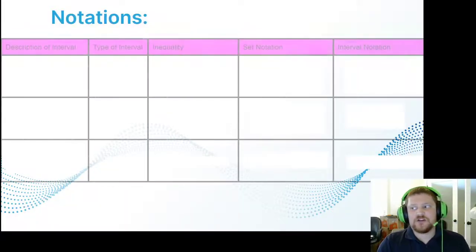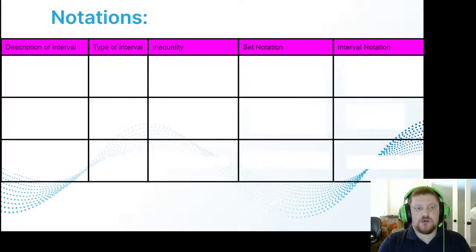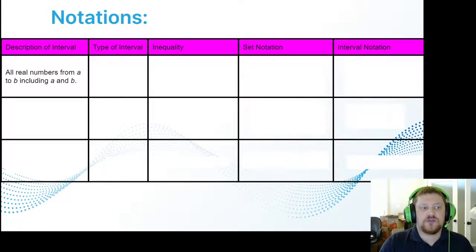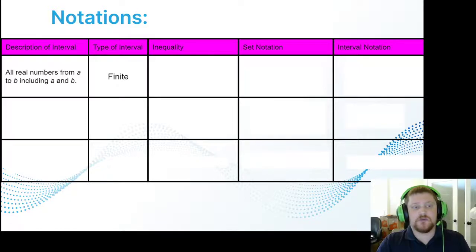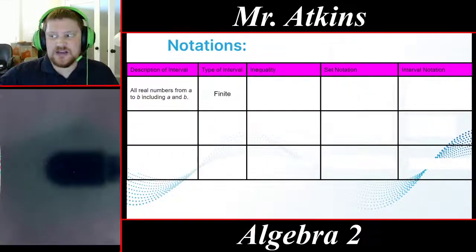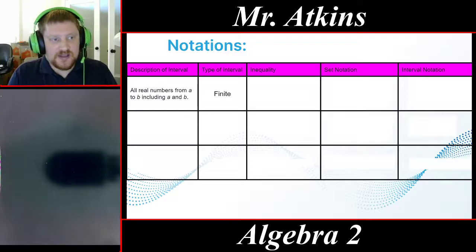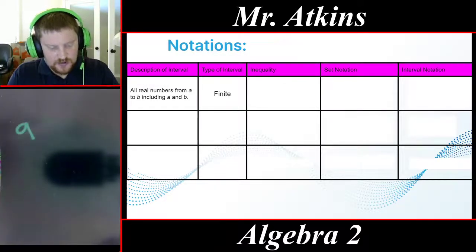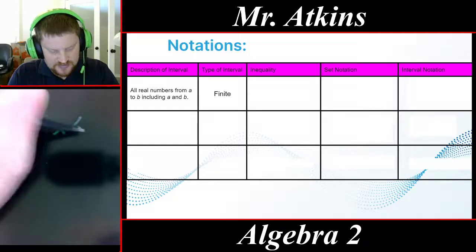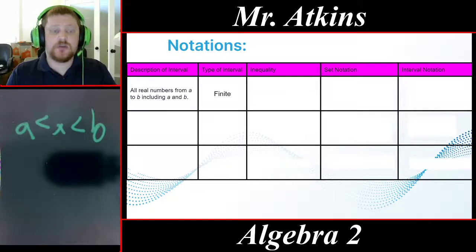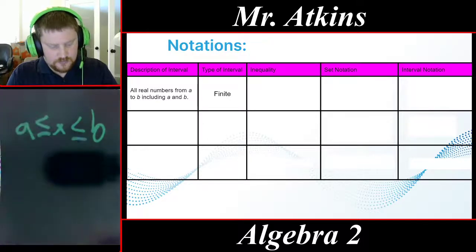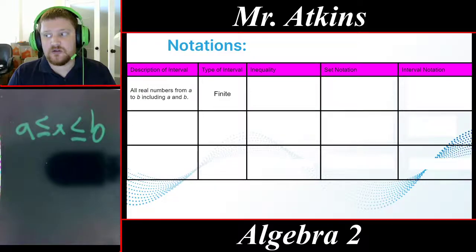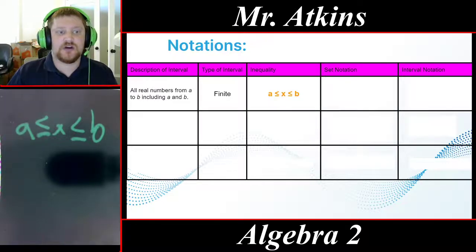So let's take a look at this table. This table has three different intervals that we're going to talk about. The first one is all the real numbers from A to B, including A and B. So that is a finite interval. You can only have so many numbers between them. As an inequality, we would be looking at A, the smallest, is less than x is less than B. However, it says including A and B, so we would need to add our little lines underneath there. That gives us our inequality.